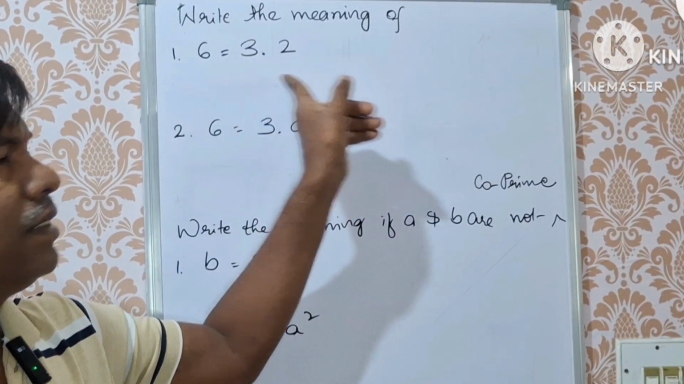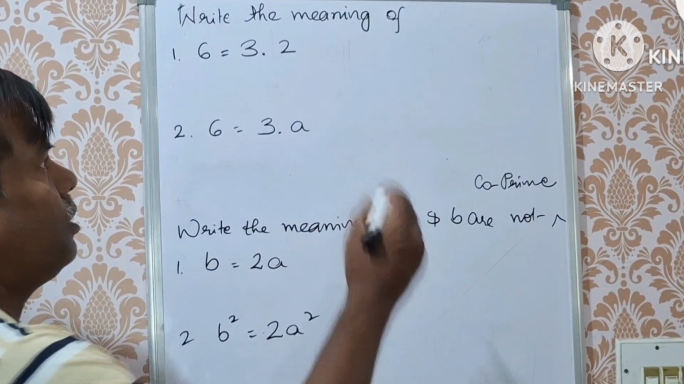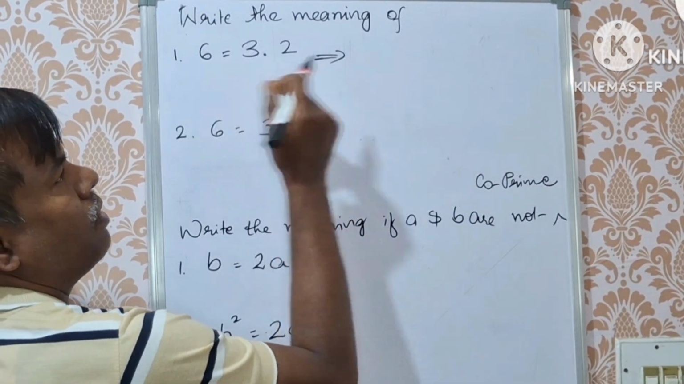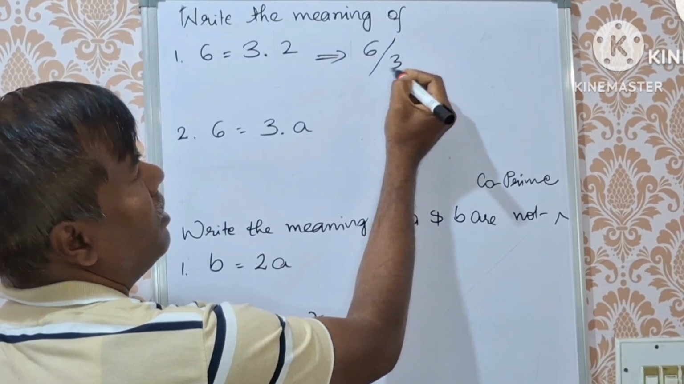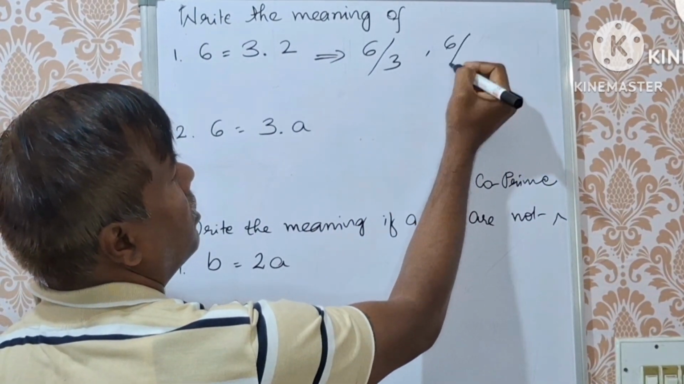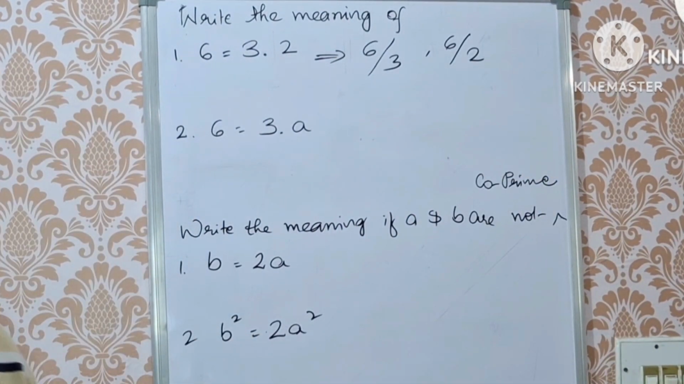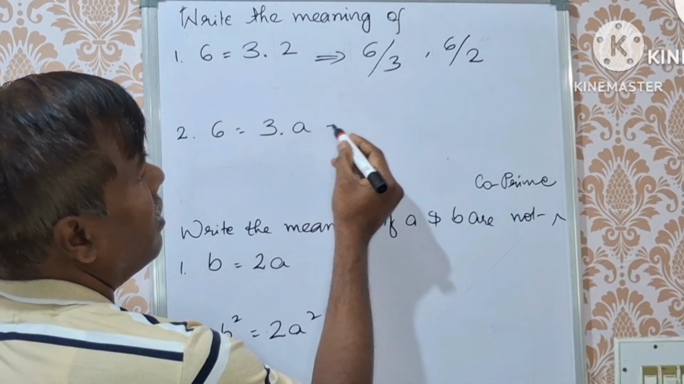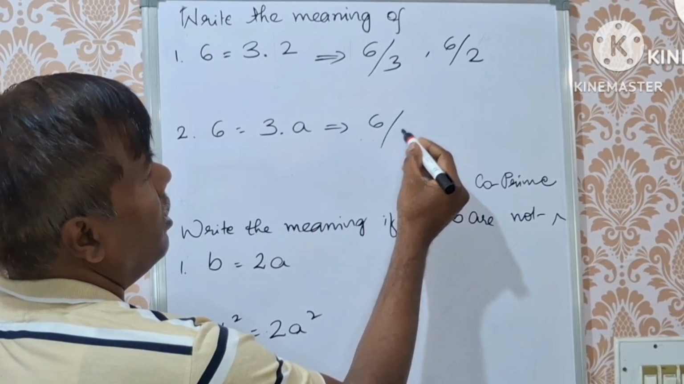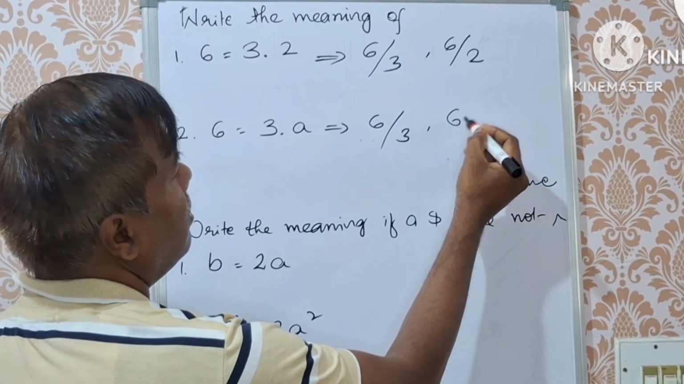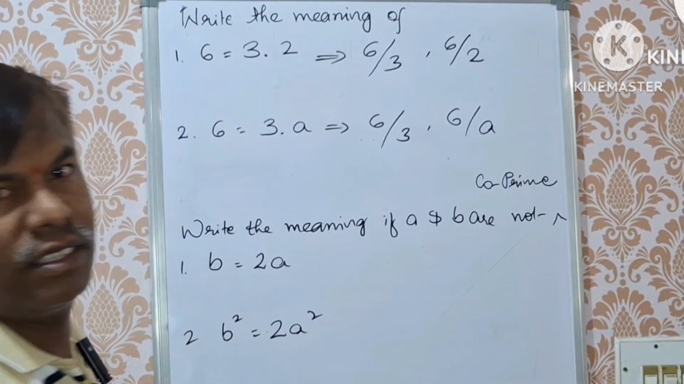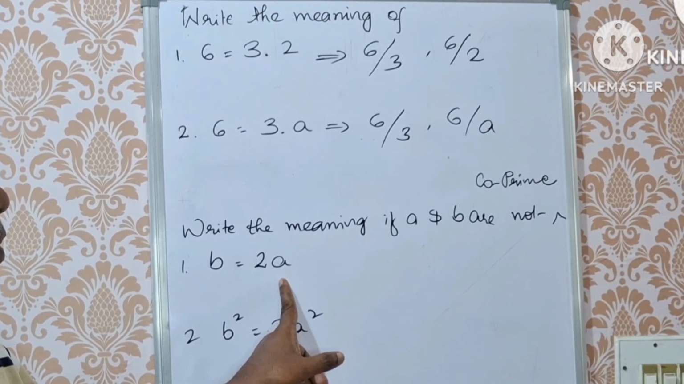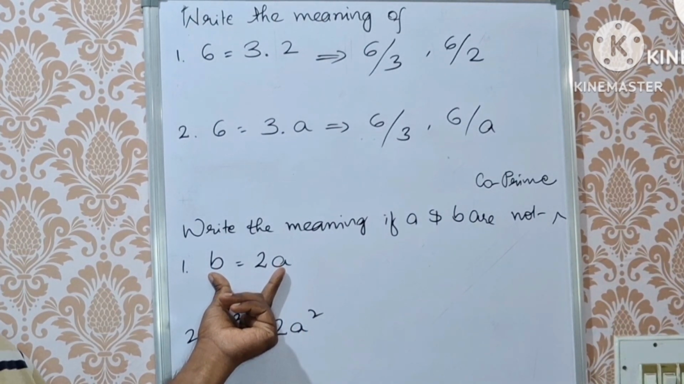Write the meaning of this: 6 equals 3 into 2, which means this number divides 6, this number also divides 6. 6 is divided by 3 and 6 is divided by 2. Write the meaning of this: 6 equals 3a. It means 6 is divided by 3 and 6 is divided by small letter a.